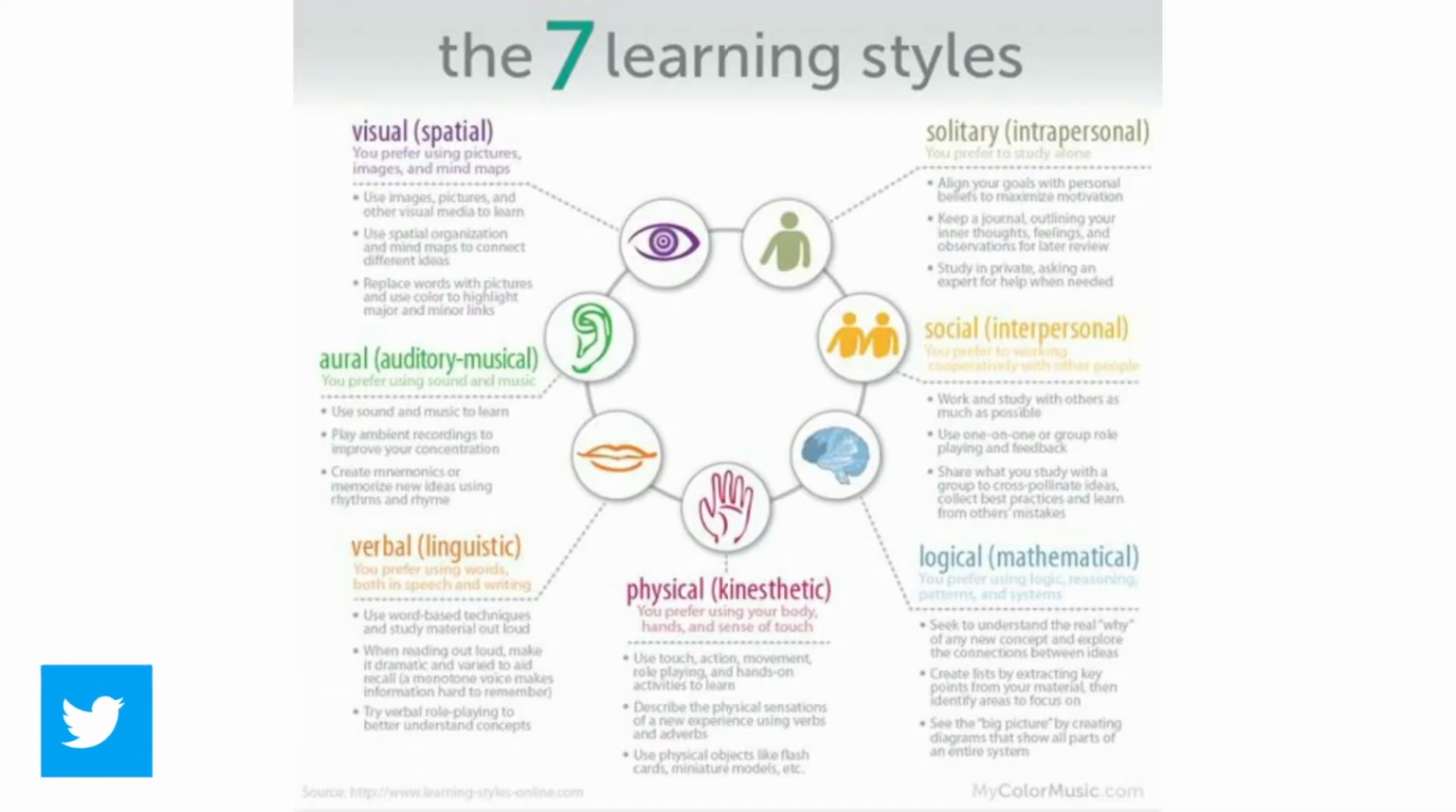Back to our 7 learning styles, which are visual or spatial, oral, verbal or linguistic, physical or kinesthetic, solitary or intrapersonal, social or interpersonal, logical or mathematical. As said earlier, if your learning style is the visual or spatial learning, you prefer using pictures, images, and mind maps. In order for you to learn better, we advise that you use images, pictures, and other visual media to learn. You can also use spatial organization and mind maps to connect different ideas. Also, replace words with pictures and use color to highlight major and minor links.